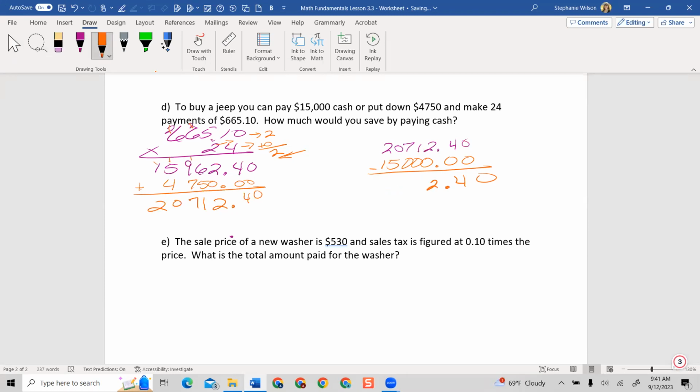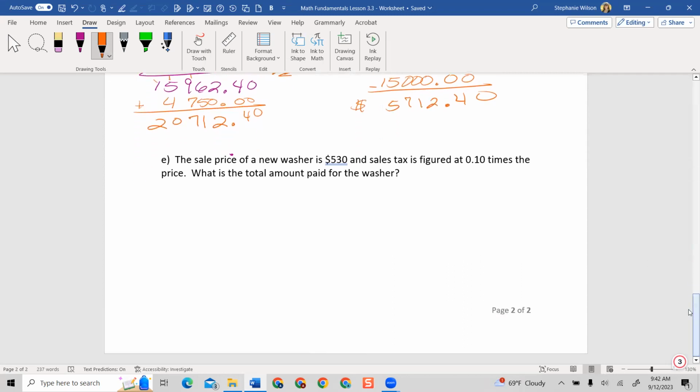So 2 minus 0, 1 minus 0, 7 minus 0. Okay, so I'm going to have to borrow here because I can't take 5 out of 0. So I'm going to borrow, make that 10. So it's going to be $5,712.40 is the difference between paying cash versus making payments. So you're going to pay $5,712 and 40 cents more than you would if you just outright bought it with cash.